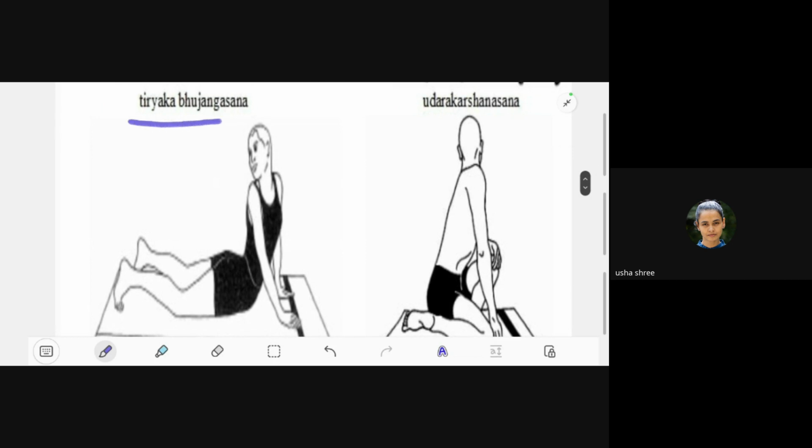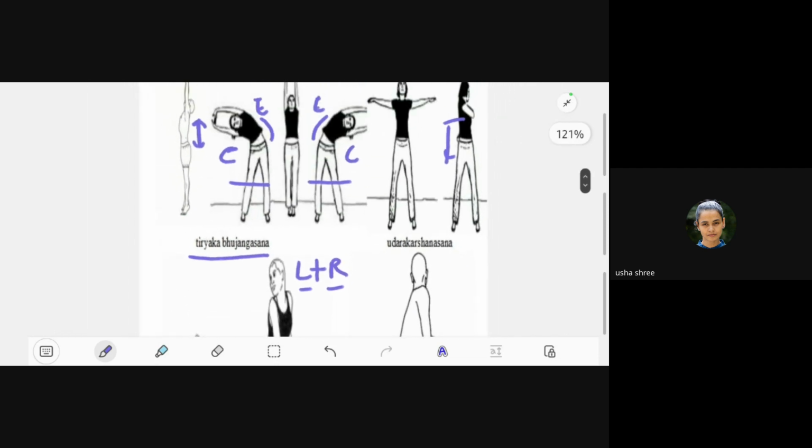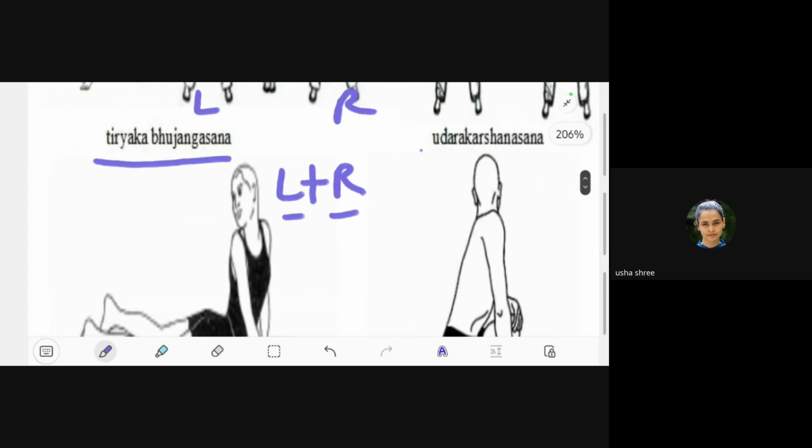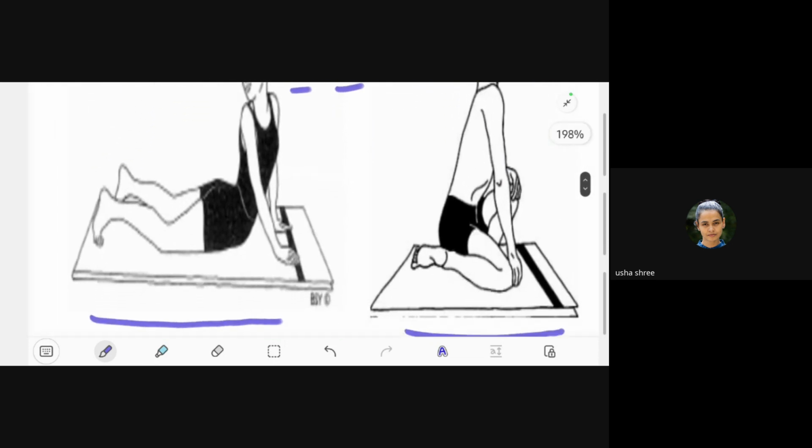Okay. Then comes Bhujangasana. Lie down and perform the normal Bhujangasana, but here we have to turn to the left side and the right side, both sides, like in Tiryak Tadasana, where we perform left and right. Here also. And then the last step is Udar Akarshan Asana. Udar means belly, and Akarshan means attraction, so it is the belly attraction asana.